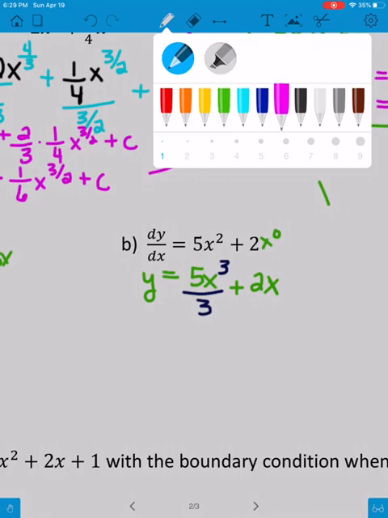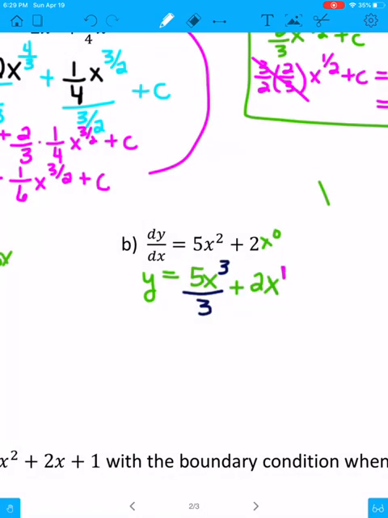Instead of x to the 0, it's going to be x to the 1. And then I'm going to divide by that 1. And what can't I forget? The plus c. And I bet throughout these notes, at some point, I'm going to forget that plus c, because it's the easiest thing to forget. And so now I'm going to get 5 over 3 x cubed plus 2x plus c.